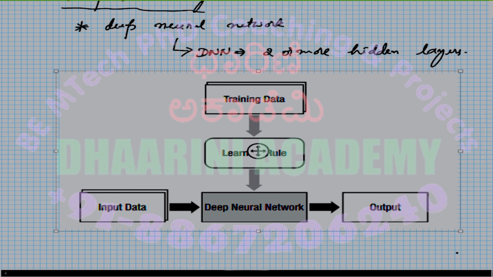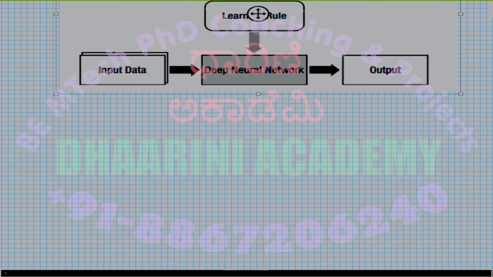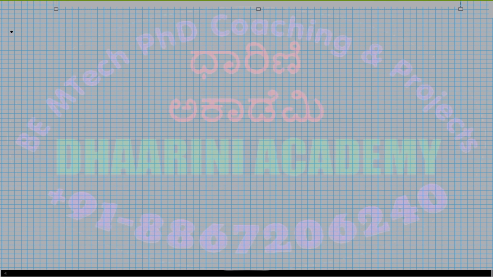So what exactly has been improved in the case of a deep neural network? Okay, this is the next topic we are going to discuss now.